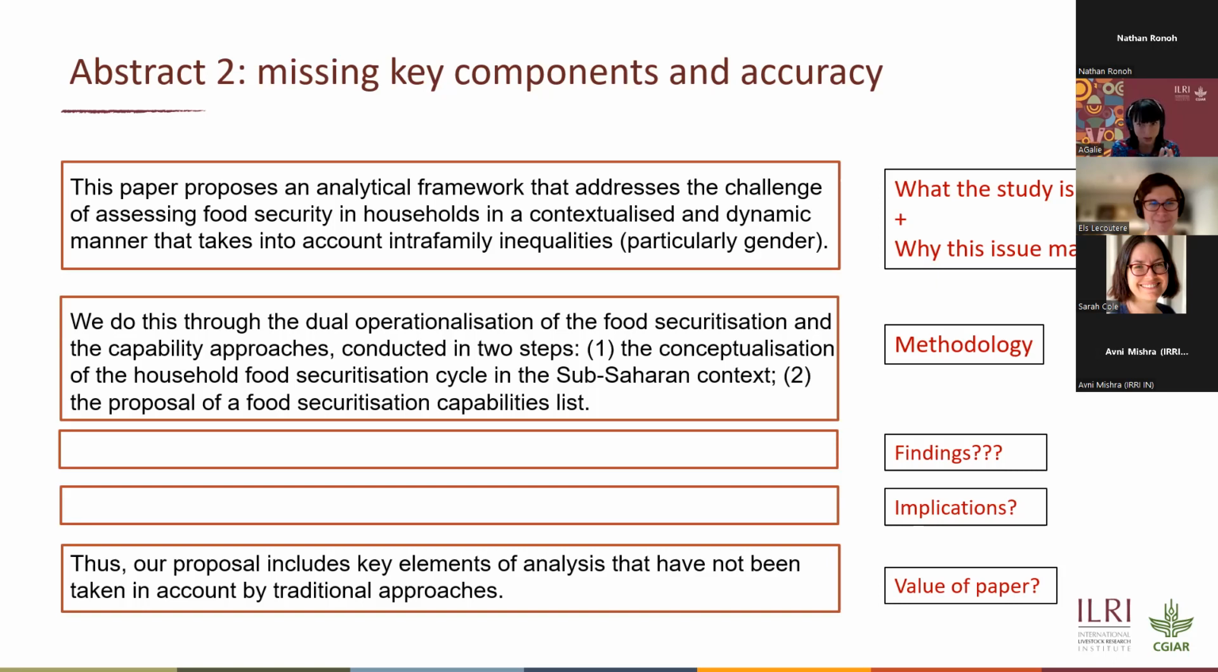And then they go into the methodology. We do this through the dual operationalization of the food securitization and the capability approaches, conducted in two steps: the conceptualization of the household and the proposal of a food securitization capabilities list. Again, there is a bit of methodology here, but the language is very complex. So, back to what Sarah was saying, as a reader, as a reviewer, I need to read the same sentence five times to actually make sense of it, if at all.